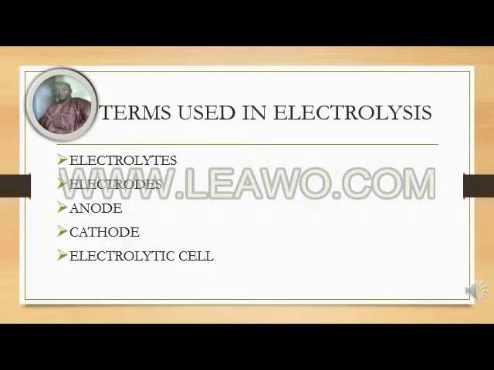Various terms used in electrolysis include: 1. Electrolytes, 2. Electrodes, 3. Anode, 4. Cathode, and 5. Electrolytic cell.